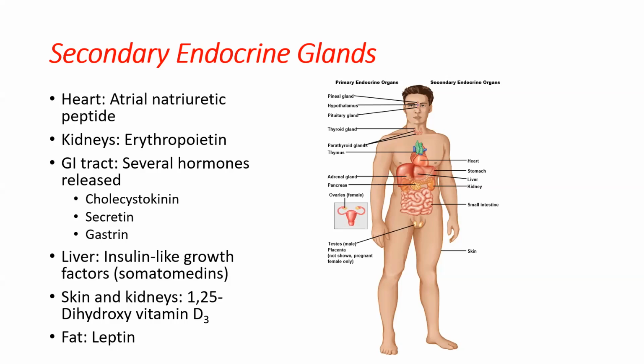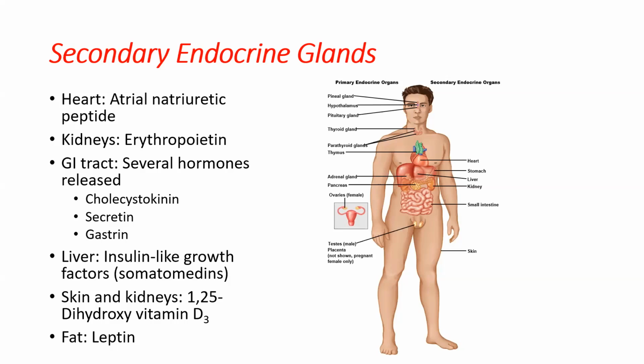And then we've got the skin and the kidneys, which help to not secrete, but convert vitamin D into its active form, which is 1,25-dihydroxycholecalciferol. That's a really long name, which simply means the activated or the bioavailable form of vitamin D, or vitamin D3. So the skin and kidneys can also be considered secondary endocrine glands because they can convert that inactive vitamin D, which is typically what we're exposed to in sunlight or what we take in through our diet, into its activated or available form to be absorbed.